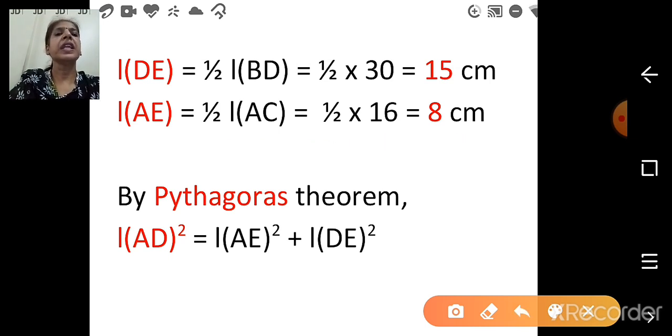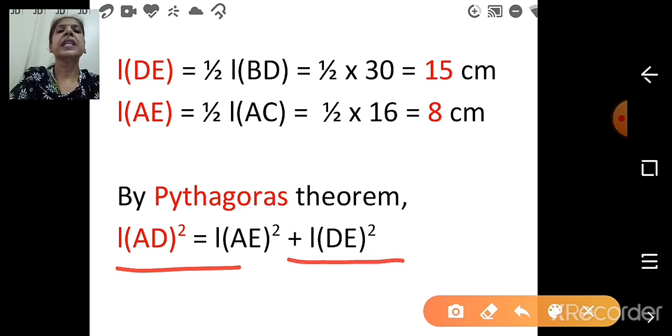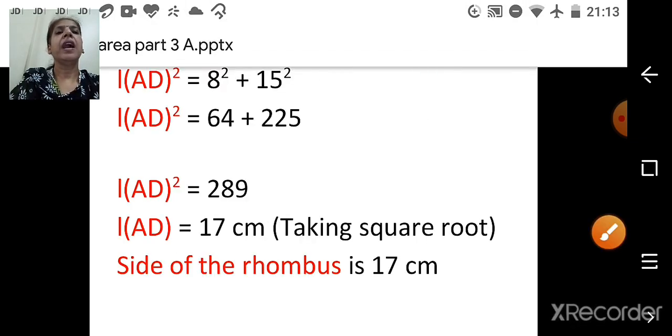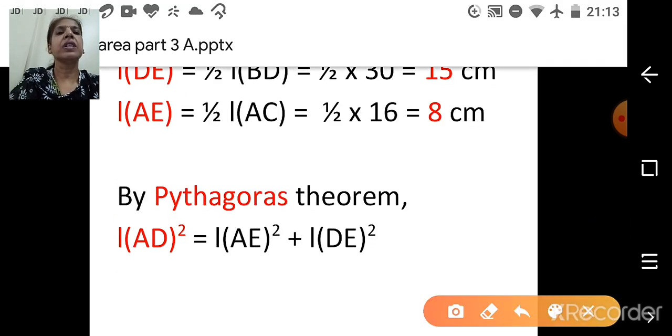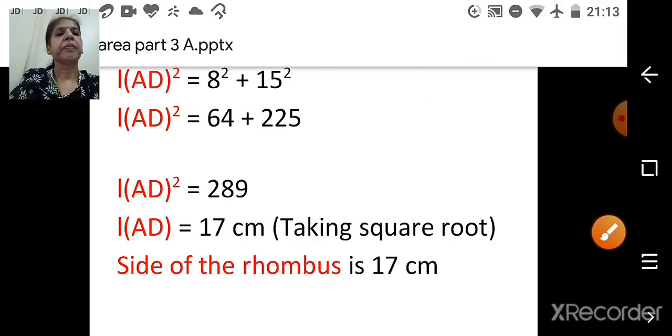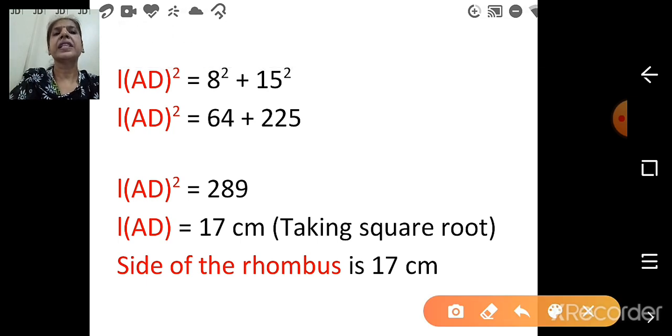Now here we are using the Pythagoras theorem. And what is Pythagoras theorem? Hypotenuse square is equal to side 1 square plus side 2 square. Now this is AD square. AD square is equal to AE square plus DE square. Now we have to substitute the values. Length AD square is equal to side 1, which is 8, so 8 square plus 15 square.